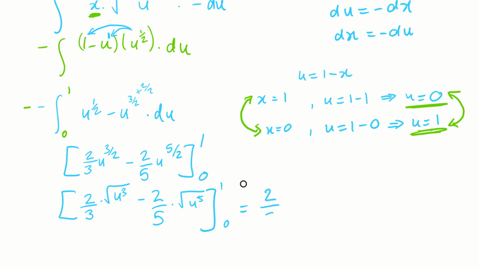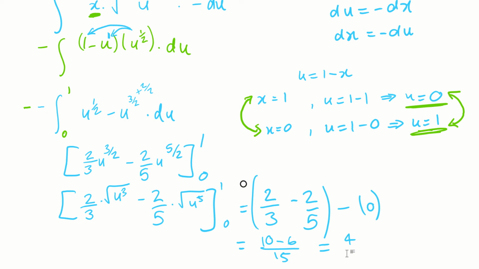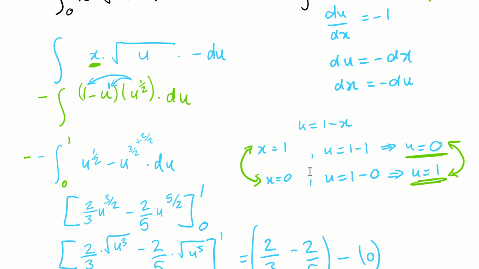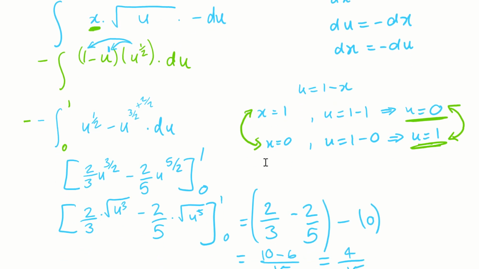Now I can sub in my 1 and 0. That's just 2 on 3 minus 2 on 5, and the rest is going to be minus 0. And you still write the minus 0. So that's going to give me 10 minus 6 on 15. So my answer is just going to be 4 on 15. Okay, and there we have it. There are 3 different types of u substitution integrals.